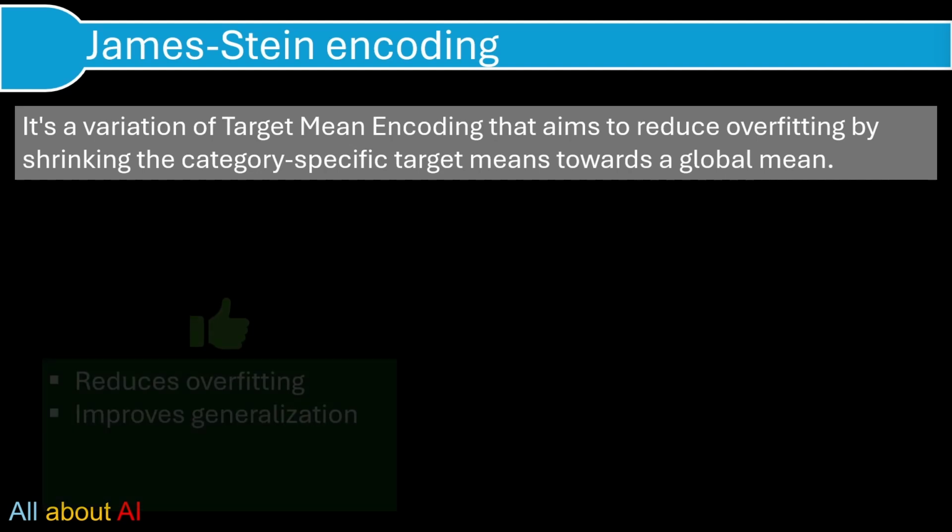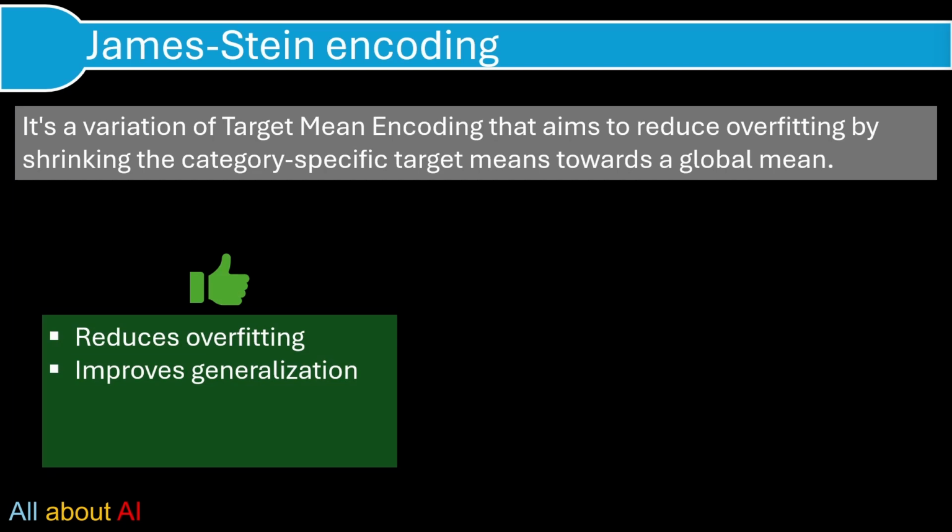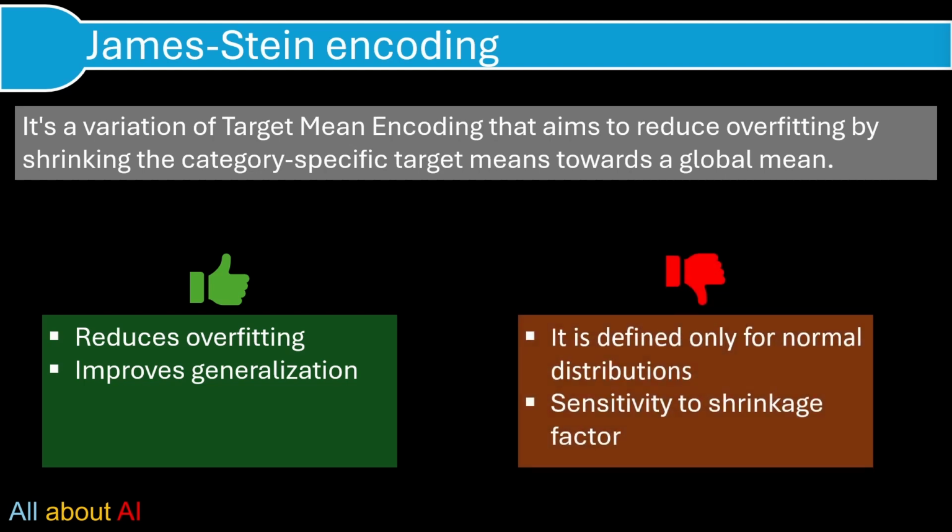Now, what are its advantages? It reduces overfitting. It also improves generalization, but it still has a few drawbacks. Particularly, it's defined only for normal distributions. It assumes the data is normally distributed. It is also sensitive to shrinkage factors. Now, let's take a look at a code sample to understand how it can be implemented.